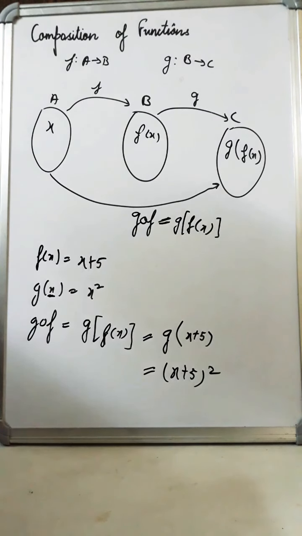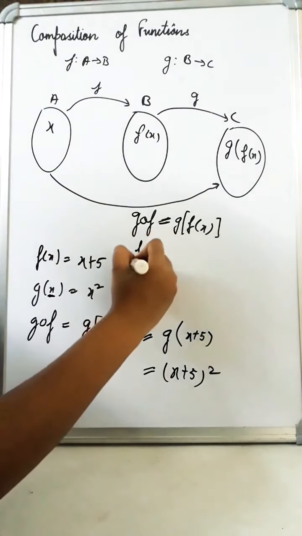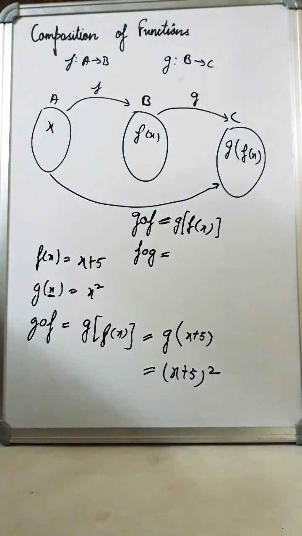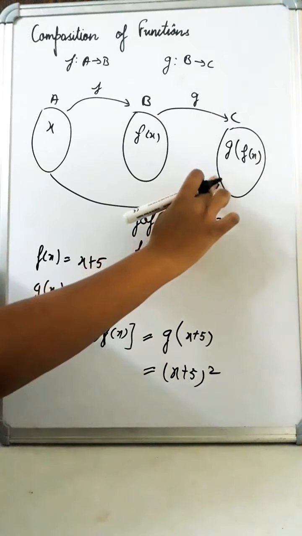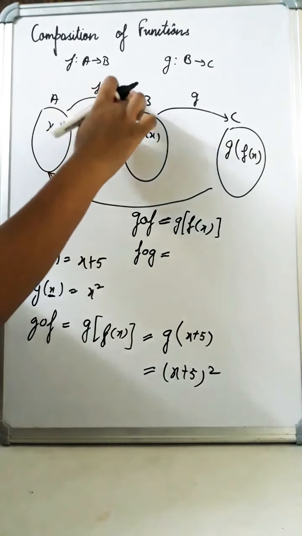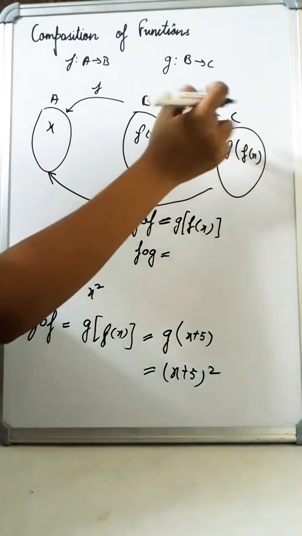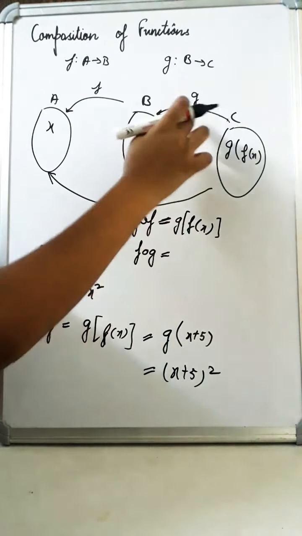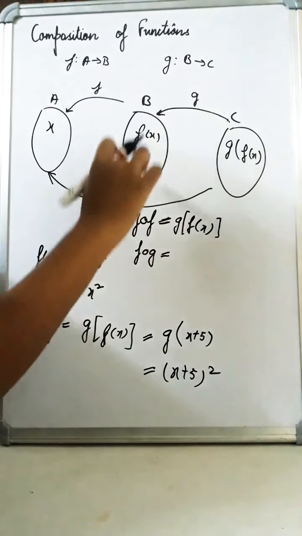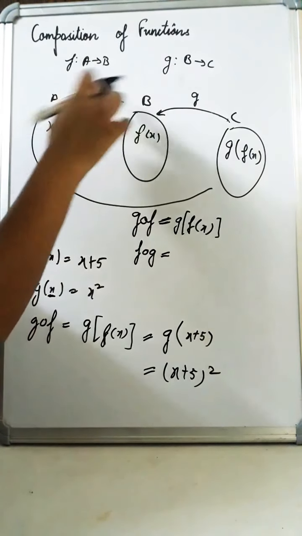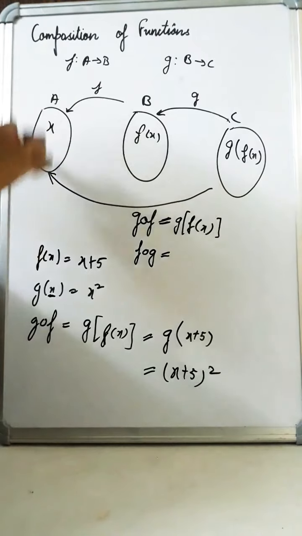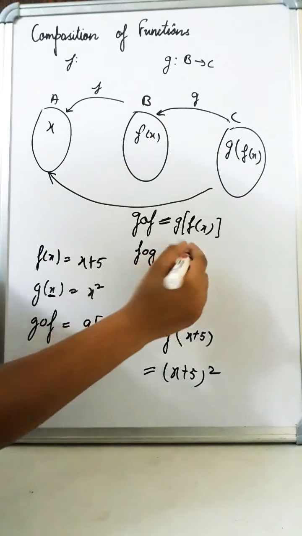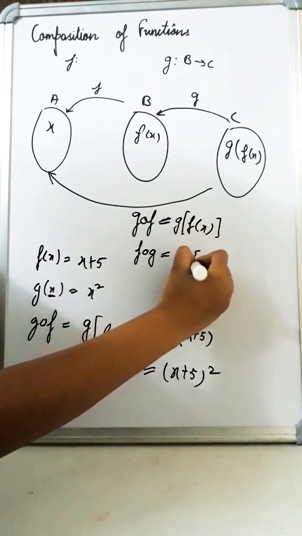Now keep one thing in mind. Suppose we were to find f of g. Then what would have happened? See, when we have to find f of g, the mapping will go reverse. All the mappings will go reverse. Now what would happen? Your domain for g would be C and your codomain would be B. And the domain for f would be B and the codomain would be A. Right? So when we are going to find f of g, it will give us f of g of x.